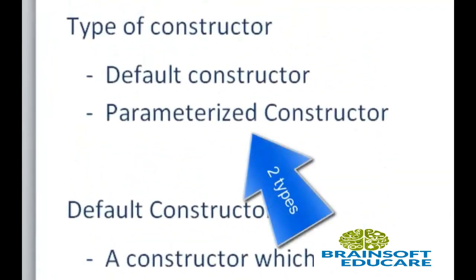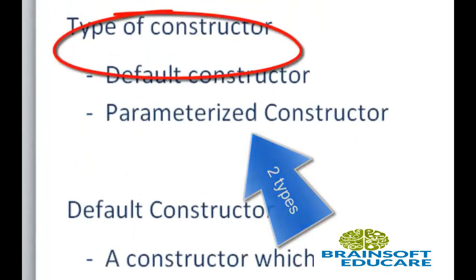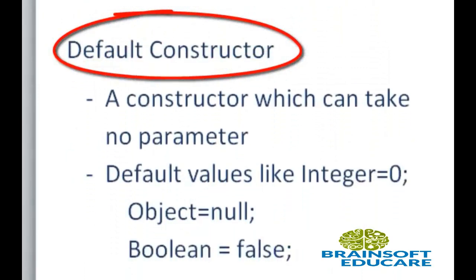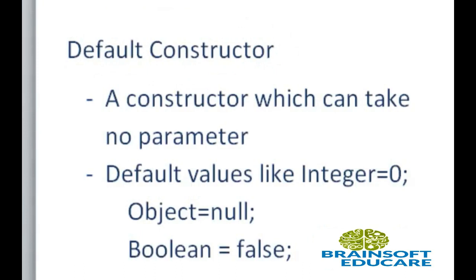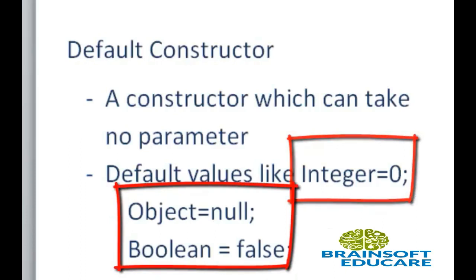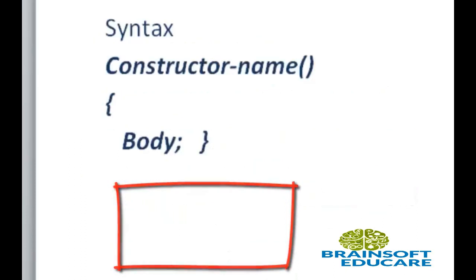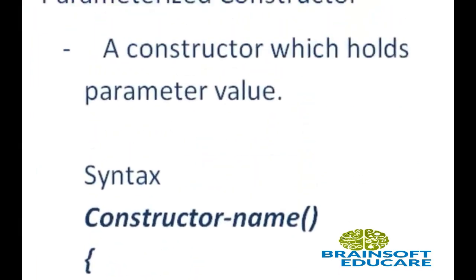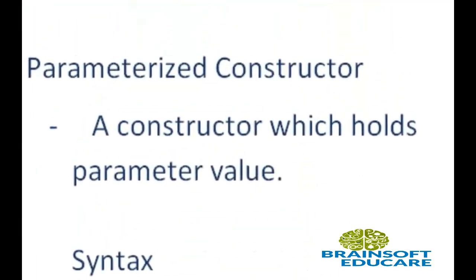There are two types of constructor: default constructor and parameterized constructor. First, the default constructor is a constructor which takes no parameter. In the default constructor, Java provides default values: an integer is 0, an object is null, and the boolean default value is false. In a parameterized constructor, the constructor holds parameter values. The constructor takes the values as arguments.